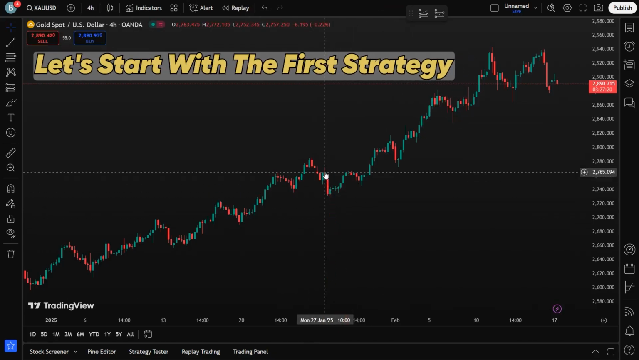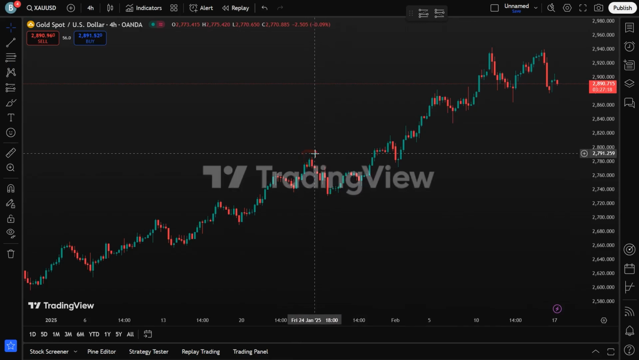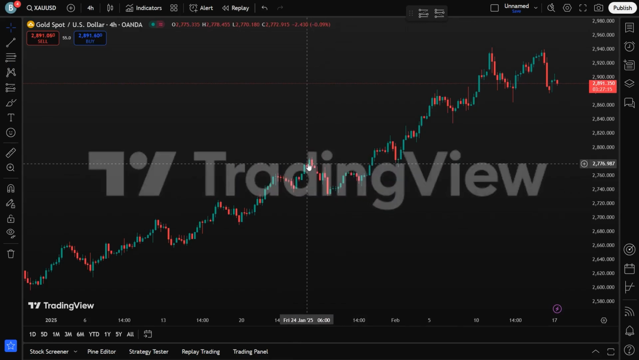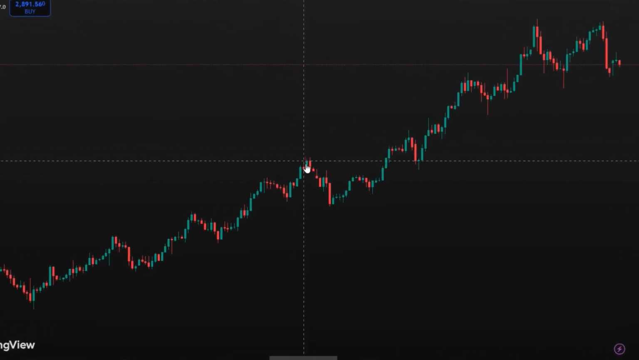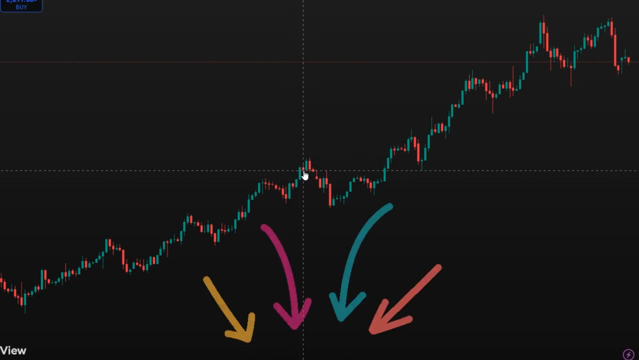Let's start with the first strategy. As always, open TradingView website. If you haven't registered or don't have an account, I'll put the link in the description so you can use it.